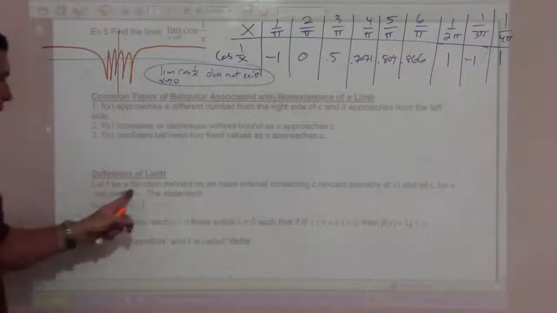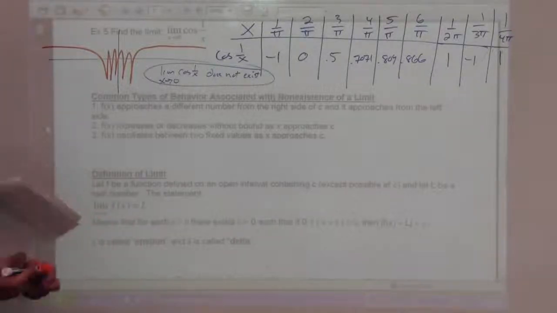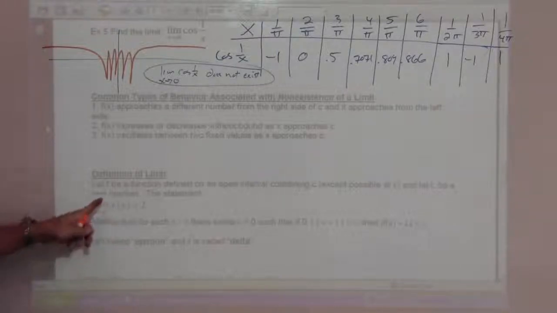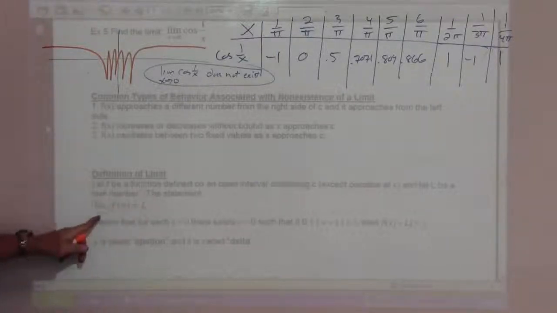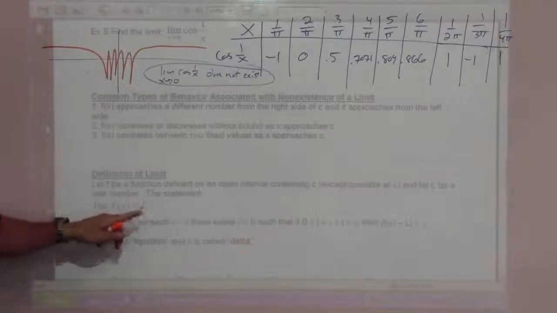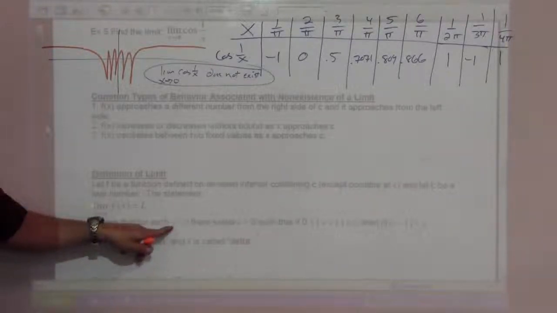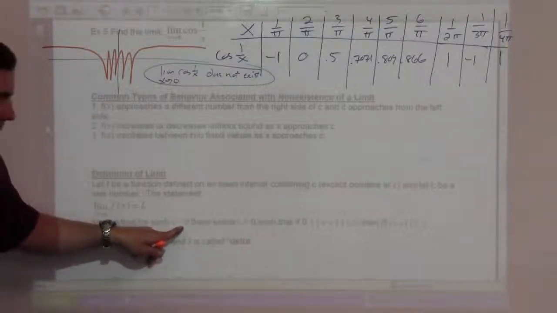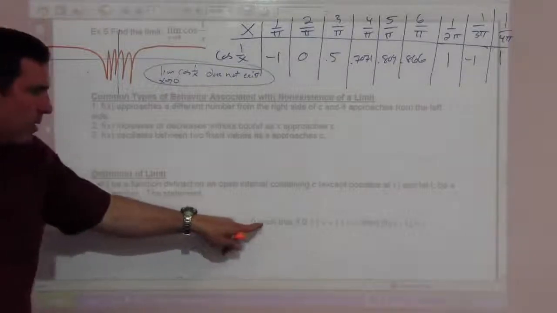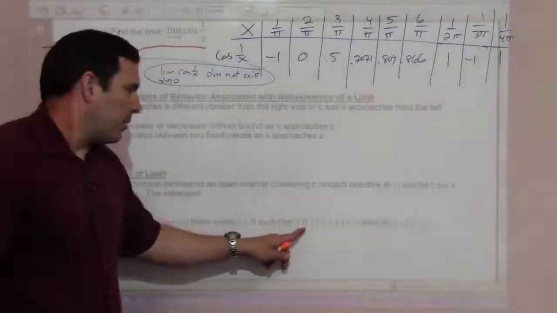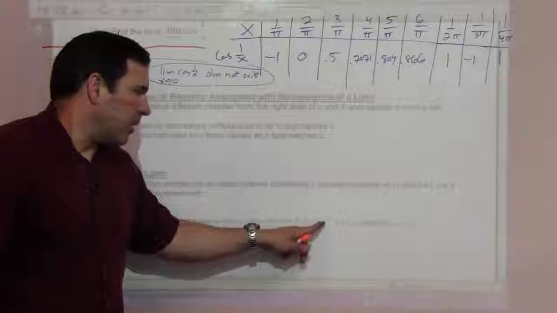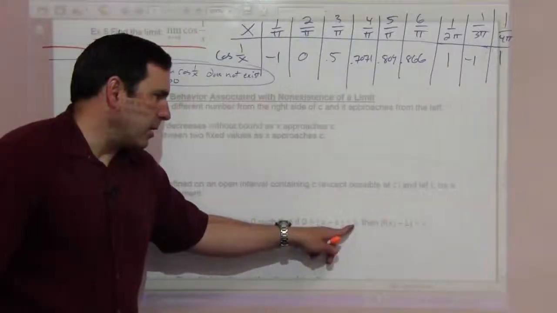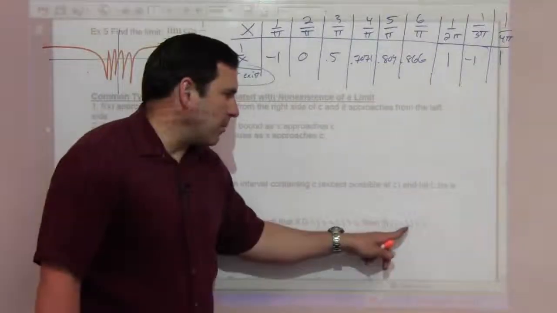Definition of limit: let f be a function defined on an open interval containing C except possibly at C. And let L be a real number. The statement the limit as x approaches C of f of x equals L means that for each epsilon greater than 0, there exists a delta greater than 0 such that if 0 is less than absolute value of x minus C less than delta, then the absolute value of f of x minus L is less than epsilon.